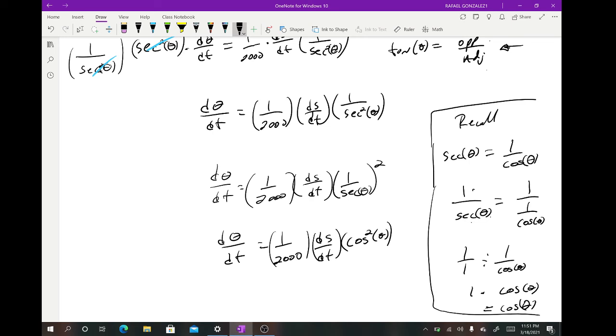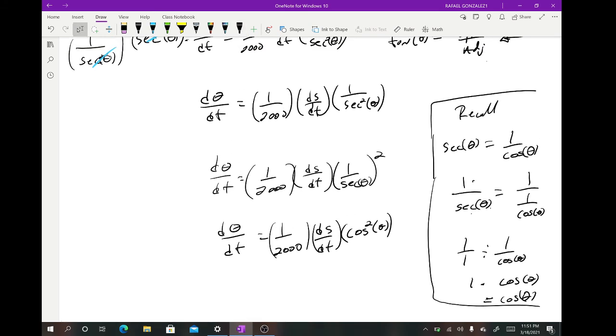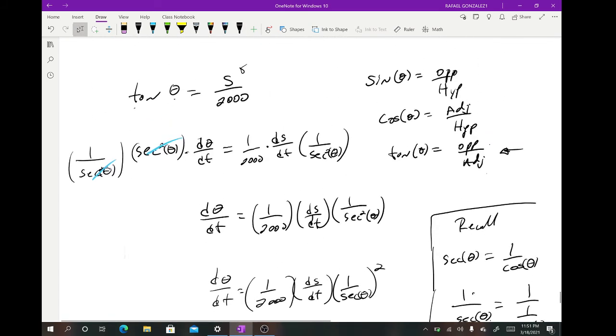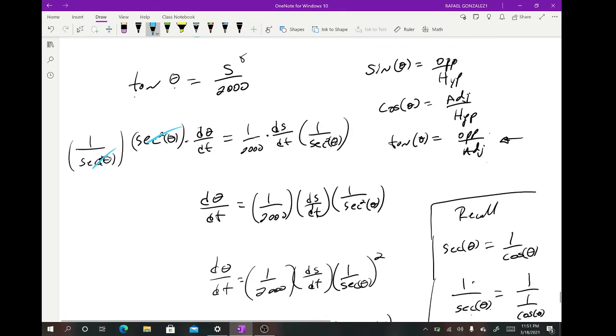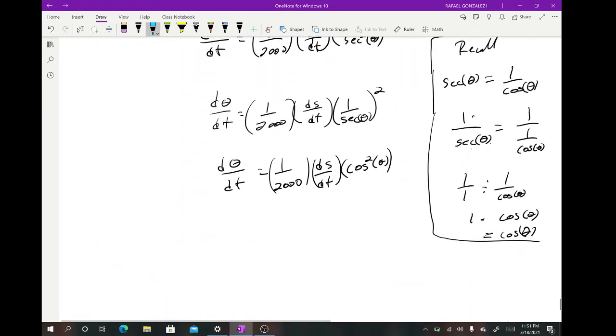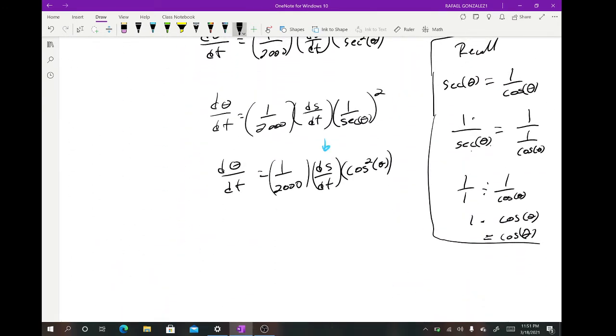Trust me, we're almost done with this problem. We know what ds dt is, so we could substitute it in. We found ds dt all the way up here. ds dt is equal to 100t. So I'm going to substitute it in right here. So what we have is d theta dt is equal to, I'm going to put the cosine in front, cosine squared theta times 100t divided by 2,000.